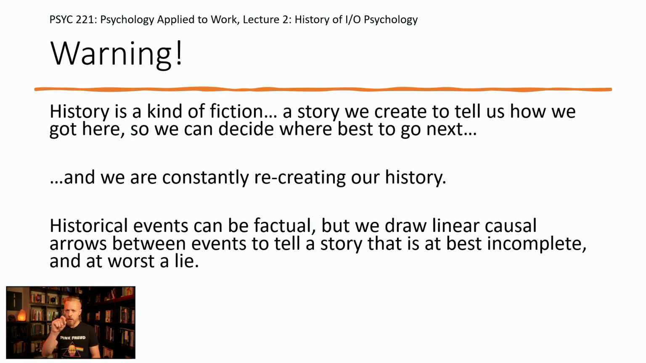So when we draw causal arrows between events, we're basically ignoring the infinite number of other possible causal arrows that led to one event and another event, and we write a narrative through it, and we can't help it because it's the way we think. It's the way our brains evolved.